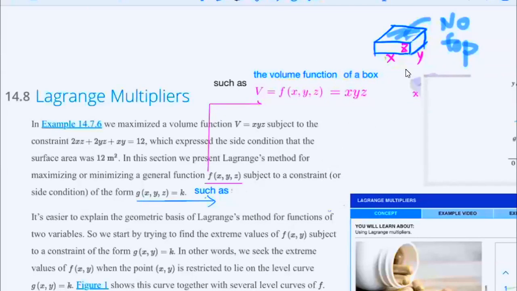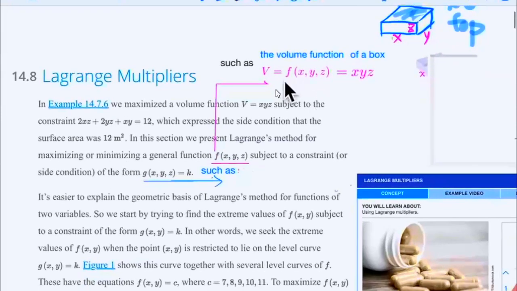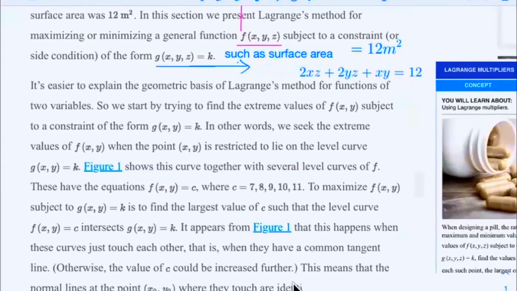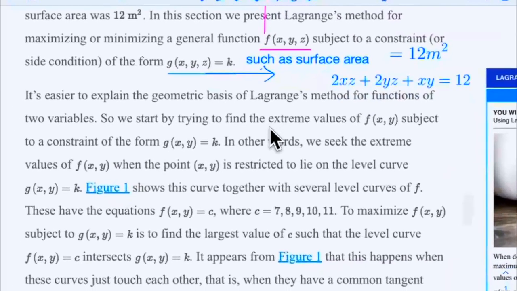But in this section, we're going to learn a new method. It's called the Lagrange multiplier. So this kind of method is going to help us to find extreme values. Now, notice that this function over here is a function of three variables. To visualize a function of three variables, we need 4D, right? So how about we start with a function of two variables first, because we can visualize it by graphing it. So now we're going to explain the basics of the Lagrange method for functions of two variables.